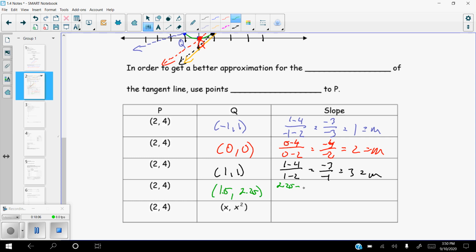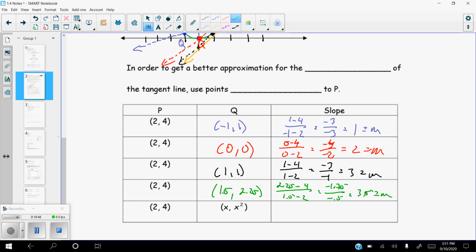y2 minus y1, which is 2.25 minus 4 over 1.5 minus 2. And that's going to give us, what is that? 2.25 minus 4 is negative 1.75 over negative 0.5. And I believe that's 3.5. It's okay if you couldn't quite do that one in your head. That's fine. You might be able to kind of guess what this slope looks like it's going to be, but we'll eventually get to the actual answer.